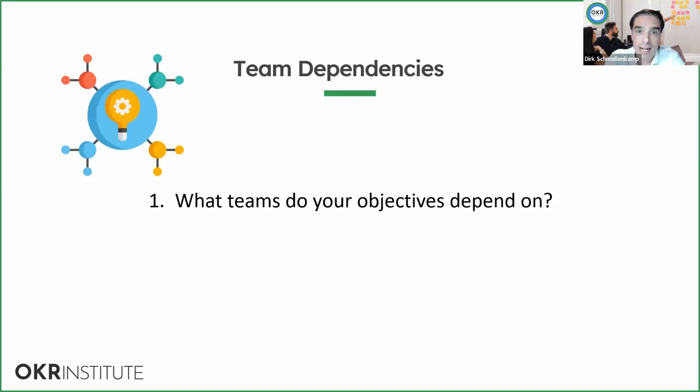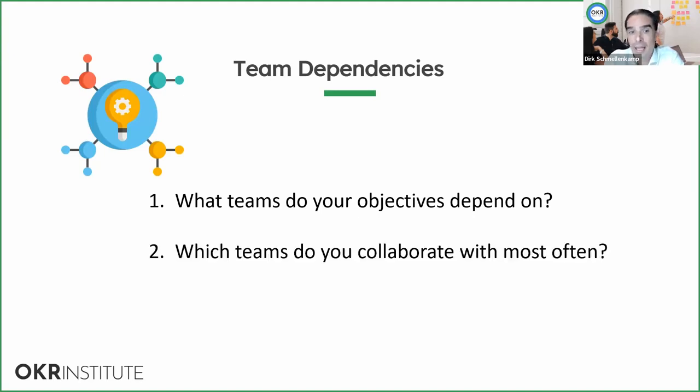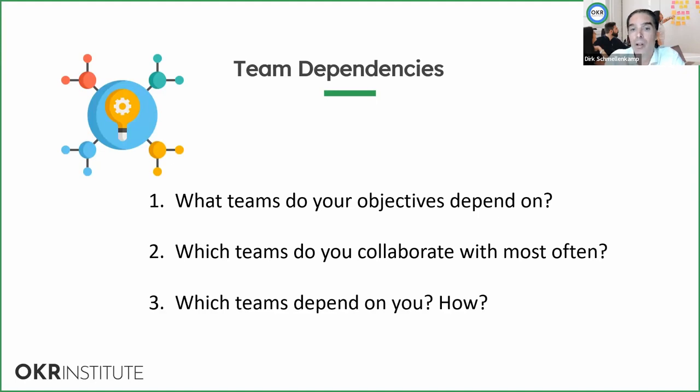Team dependency: while drafting the objective, ask which teams your objective depends on. Which teams do you collaborate with most often, and which teams depend on you, and how? That's very important. For example, you build up squad teams and share key results with each other to break these silo effects. I think it's a very good tool to bring alignment, also cross-functional alignment in the organization, not only vertical alignment.